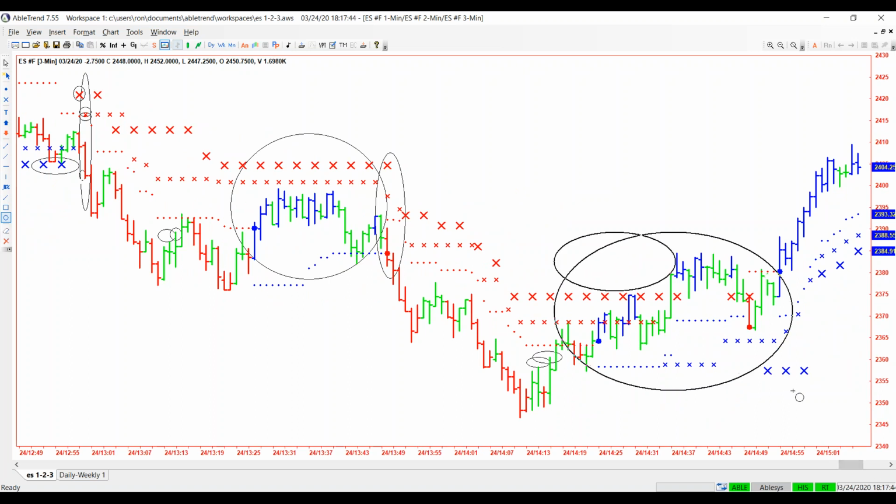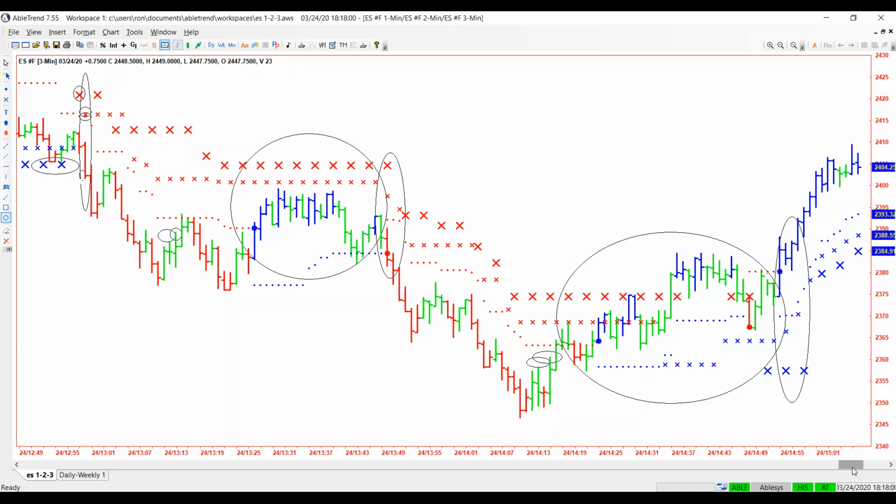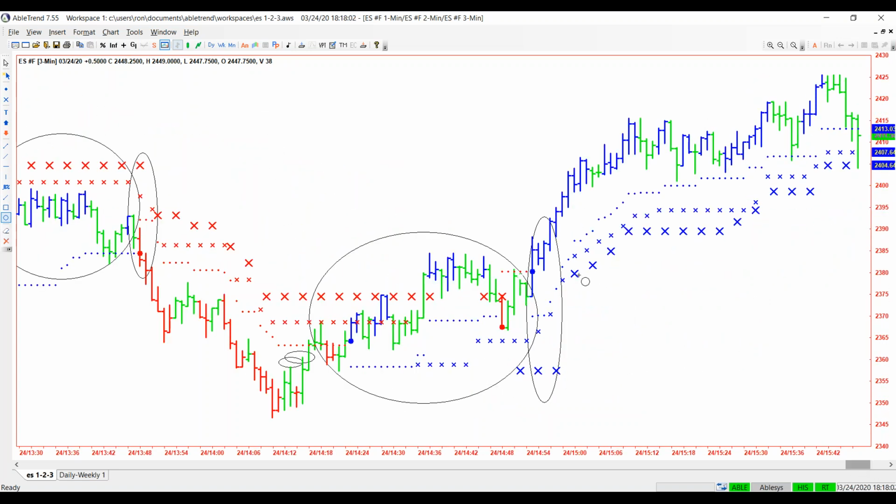No trade zone in here. All of this we avoided. This big choppy mess, Able Trend kept us on the sidelines for about 30 minutes. We never had triple confirmation. Simply no trade. There's your triple confirmation buy signal right toward the end of the last hour of the day.